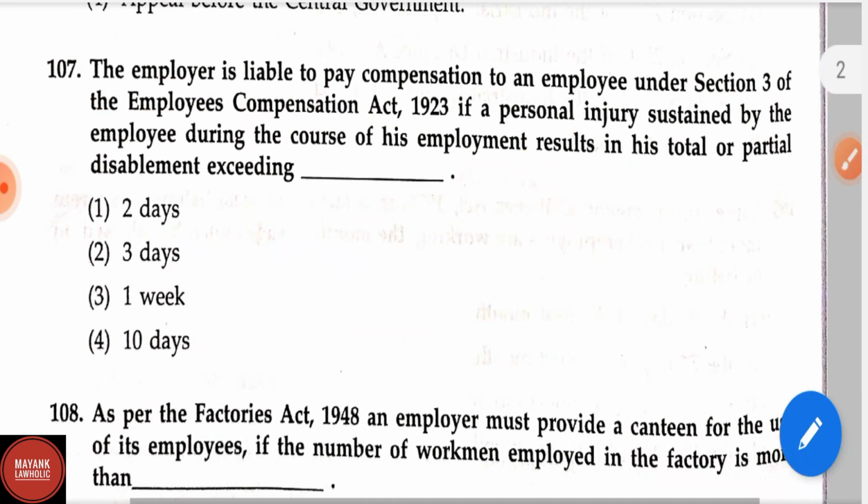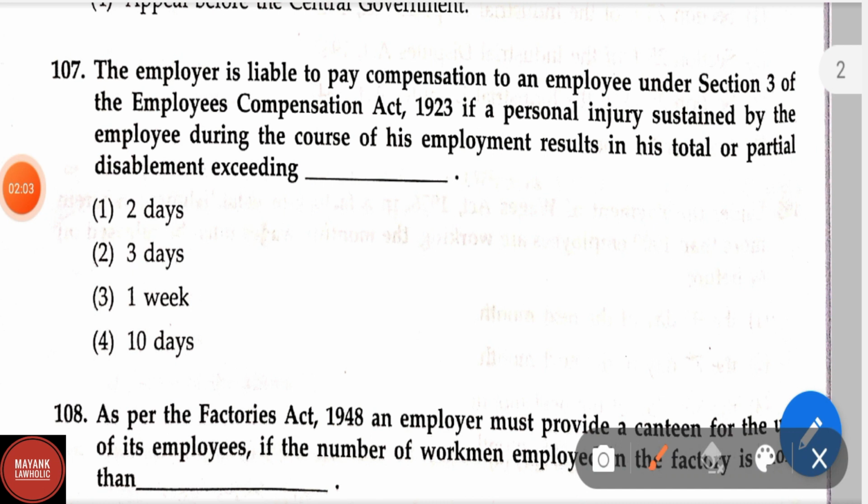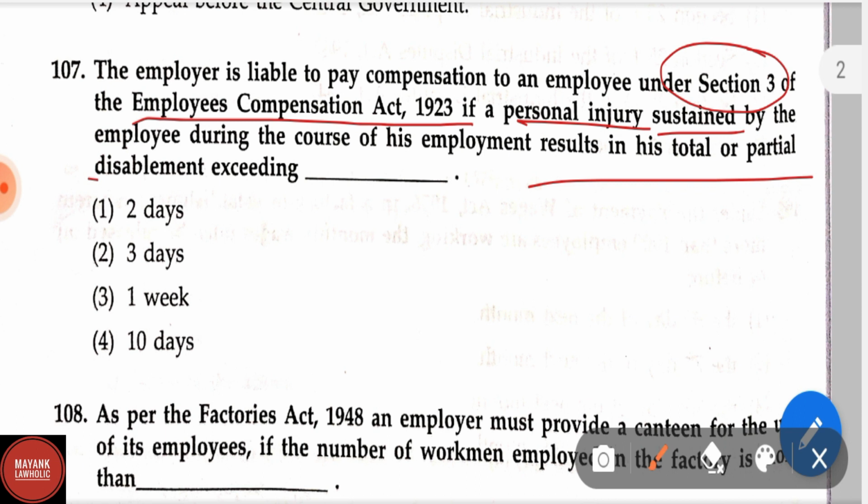Question number 107. The employer is liable to pay compensation to employee under section 3 of the Employees Compensation Act 1923 if a personal injury sustained by the employee during the course of his employment results in his total or partial disablement exceeding, options: 2 days, 3 days, 1 week, 10 days. Correct answer is 3 days.